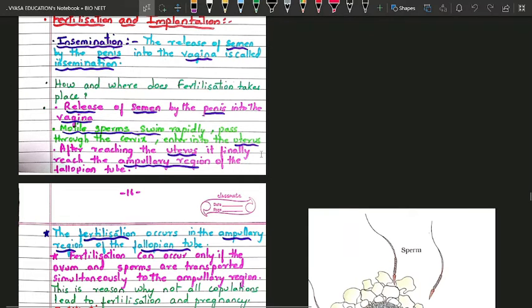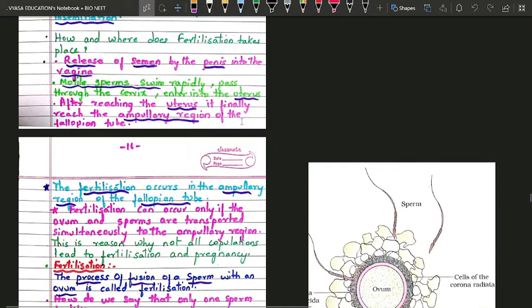Okay, the sperm has passed through the vagina, the cervix and the uterus. After reaching the uterus, it finally reaches the ampullary region of the fallopian tube. So there itself the fertilization takes place, as we said earlier. Okay, the fertilization occurs in the ampullary region of the fallopian tubes.